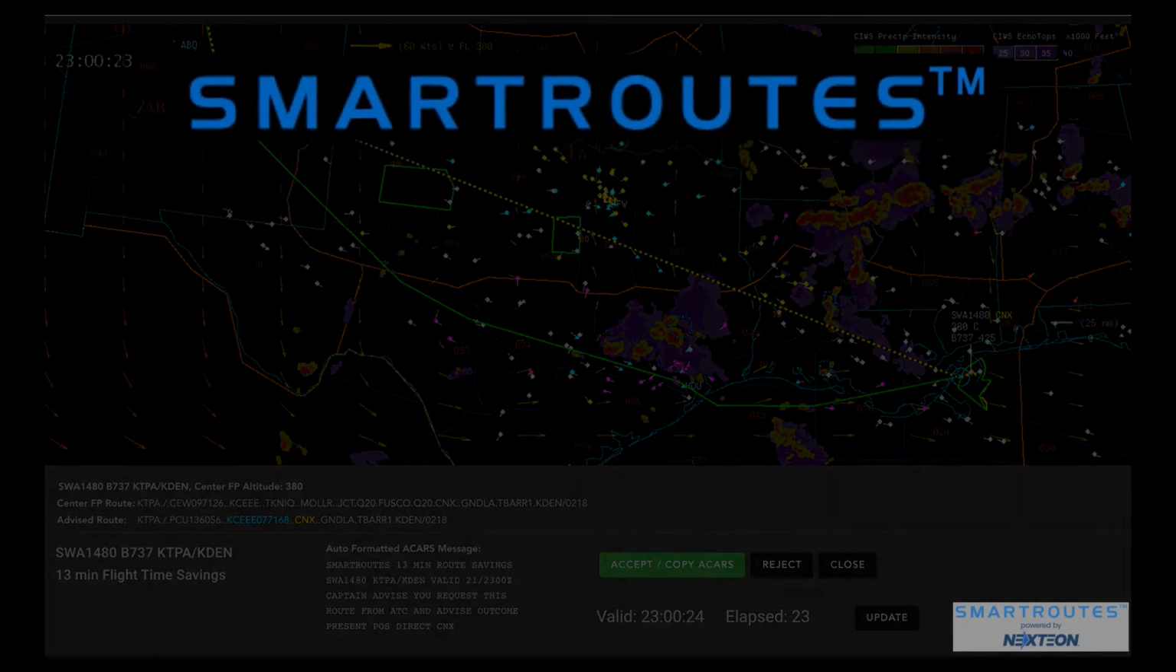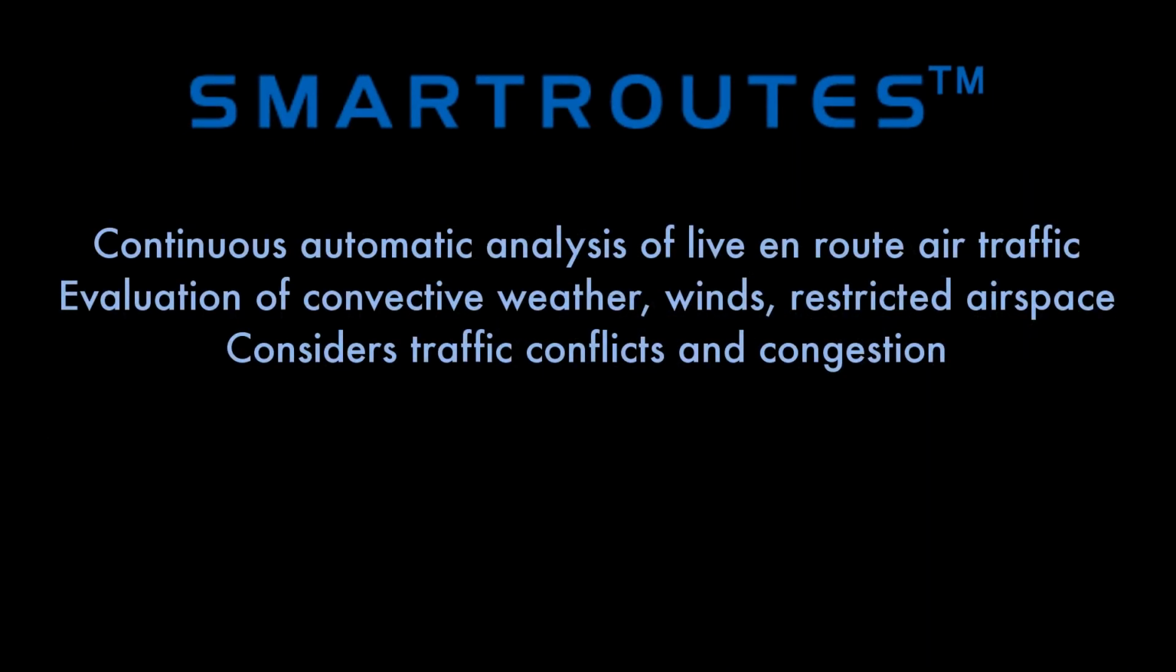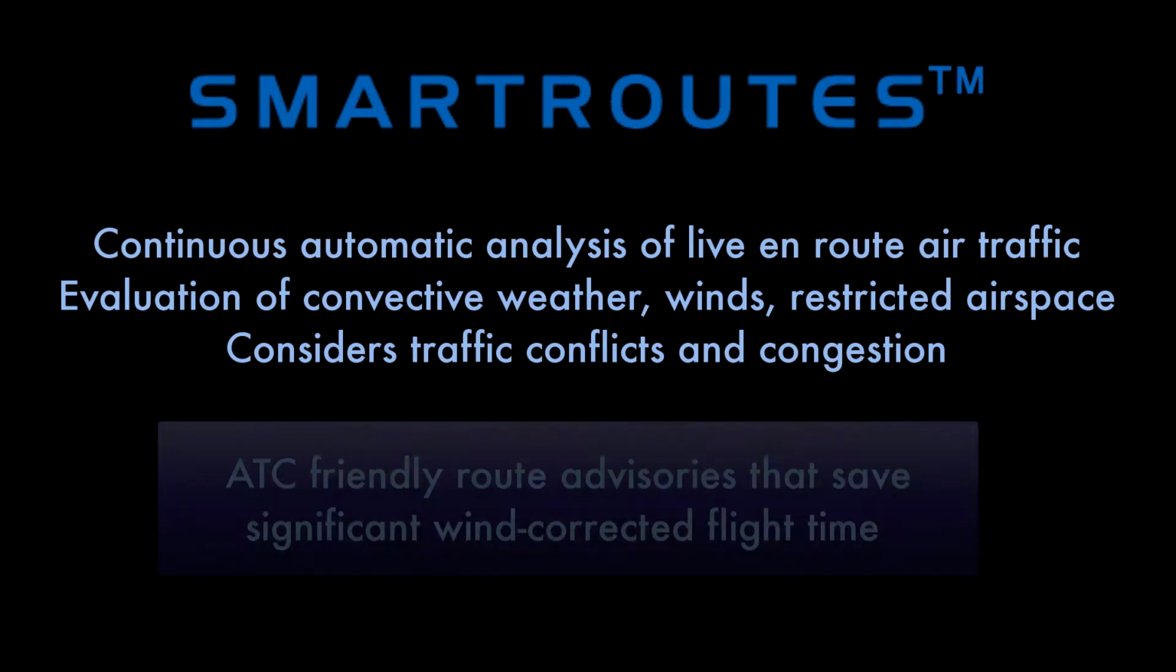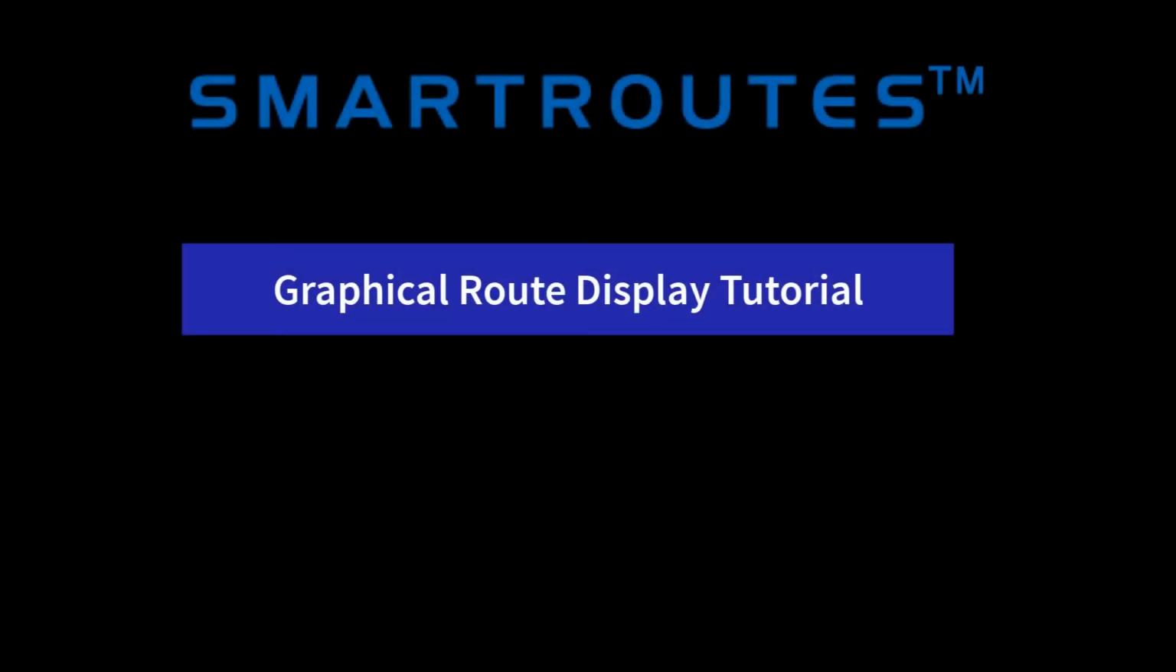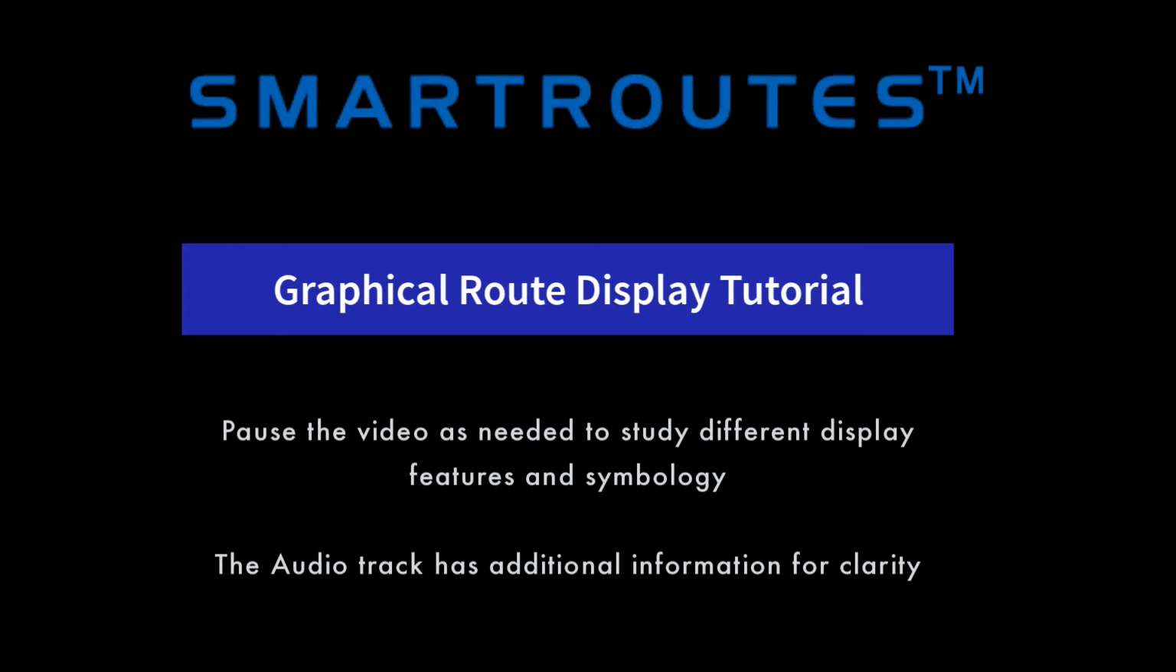SmartRoutes provides continuous automatic analysis of live en route air traffic as well as evaluation of convective weather, winds, and restricted airspace, and considers traffic conflicts and congestion in providing ATC-friendly route advisories that save significant wind-corrected flight time. This tutorial describes the display features and underlying powerful algorithms of the Graphical Route Display. Pause the video at any time to study different display features.